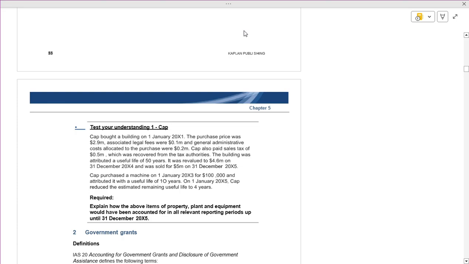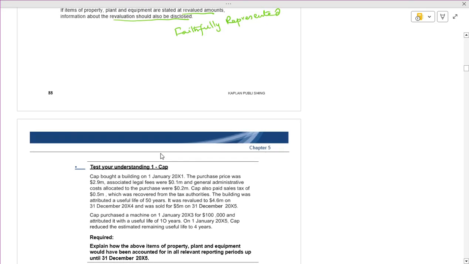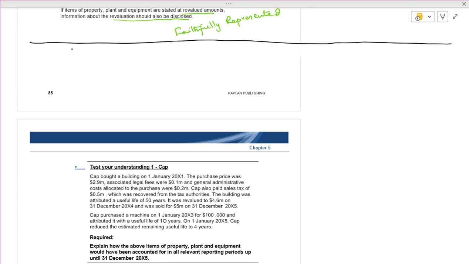Fine. Now, coming back to this, very specific. I will put one line here. I need a lot of space. CAP bought a building. We put here the solution.